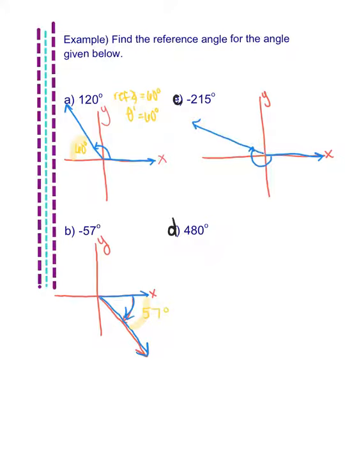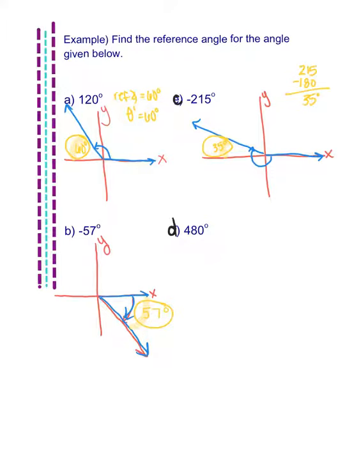And now when I find the reference angle, I'm going terminal side to x-axis, and now I need to calculate that. So if I take 215 and subtract out that 180 degrees, the overlap there is 35 degrees. So this reference angle is positive 35 degrees. Notice that all the reference angles are acute and they are all positive.